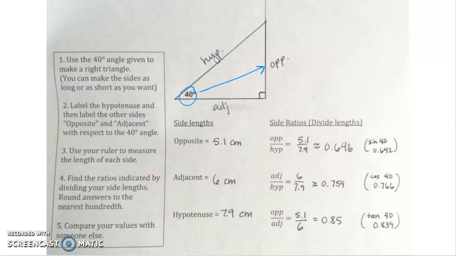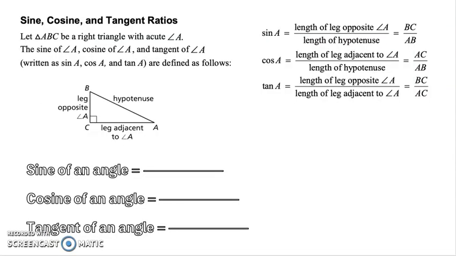So let's take a look at this a little bit further. This is how it looks with what your book would say. Defining sine, cosine, and tangent ratios. ABC here is a right triangle with acute angle A. Sine of A is the length of the leg opposite A divided by the length of the hypotenuse, or BC over AB. Cosine is the length of the leg adjacent to A over the length of the hypotenuse, and so on.